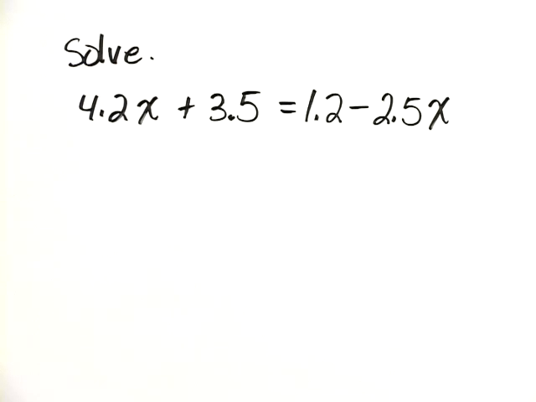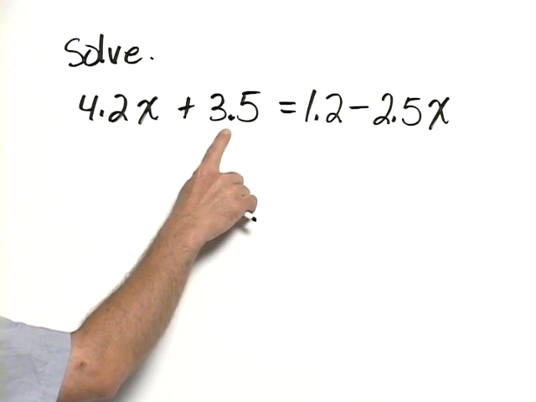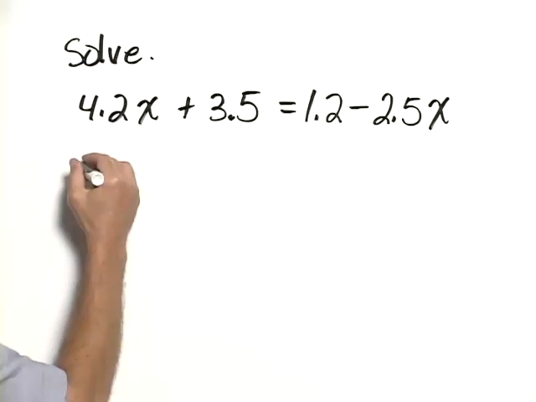Solve. 4.2x plus 3.5 equals 1.2 minus 2.5x. We'll begin this problem by subtracting 3.5 from both sides.